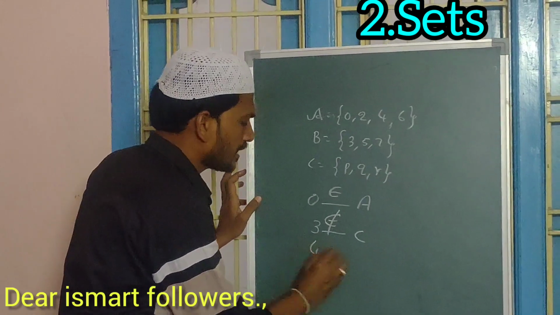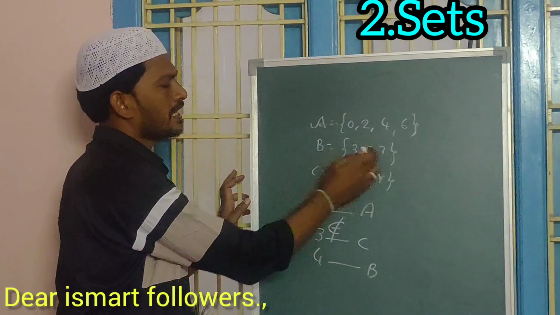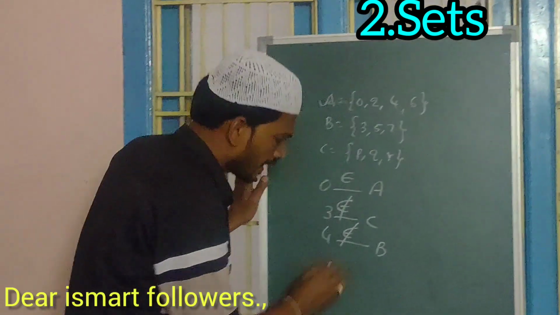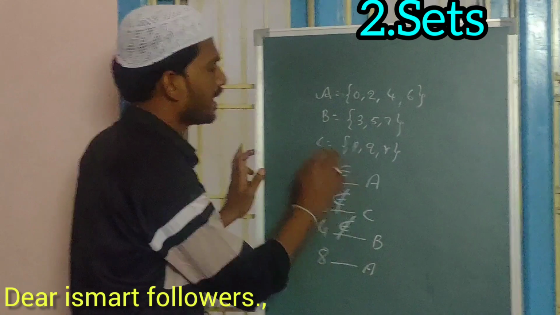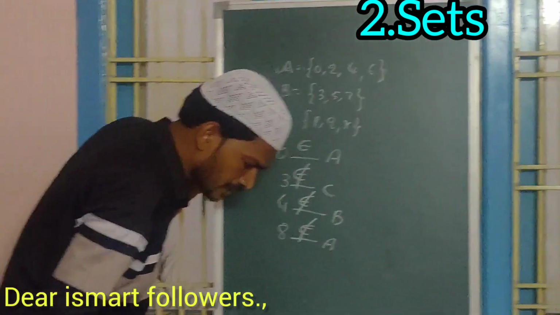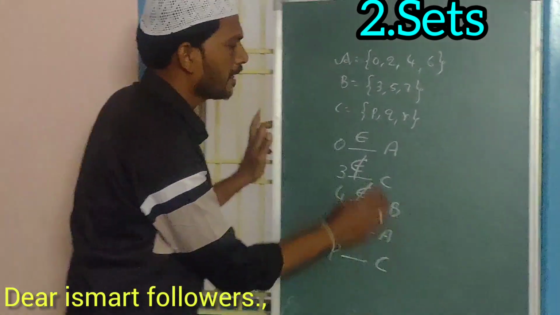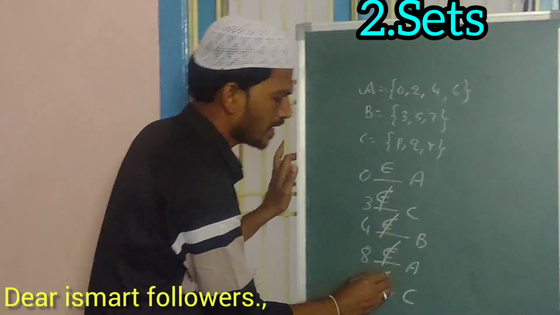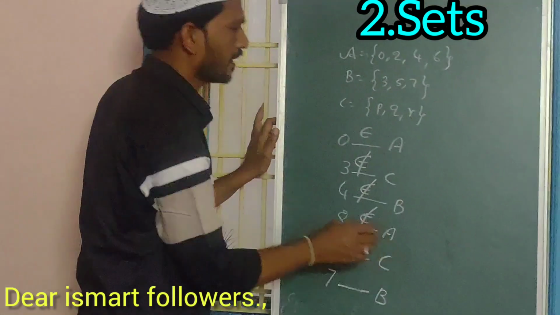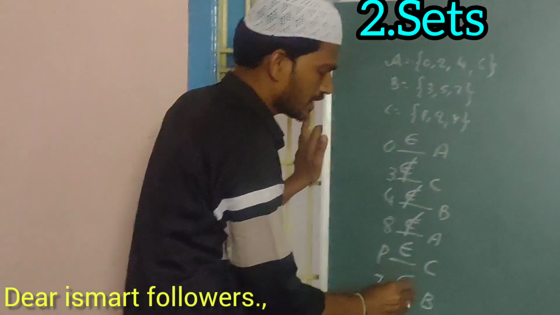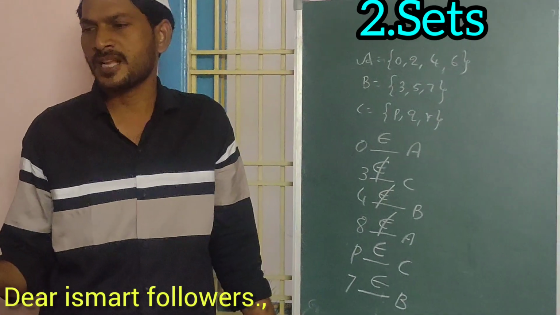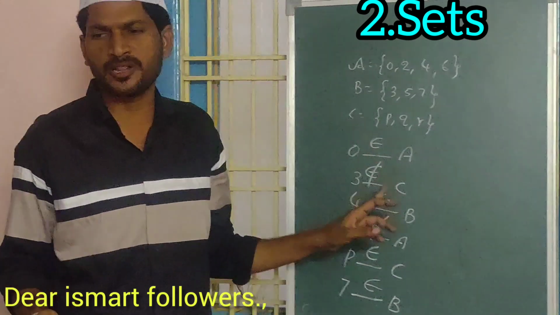Next, third one. 4 dash B. Is there 4 in B set? That's why it does not belong. Next, 8 dash A. 8 is there in A set? No, sir. That's why it does not belong. Next, P dash C. P is there in C set? That's why belongs. Next, last question. 7 dash B. 7 is there in B set? That's why belongs. If element is there means belongs. If element is not there means does not belong. So either belongs लिखना, नहीं तो not belongs.